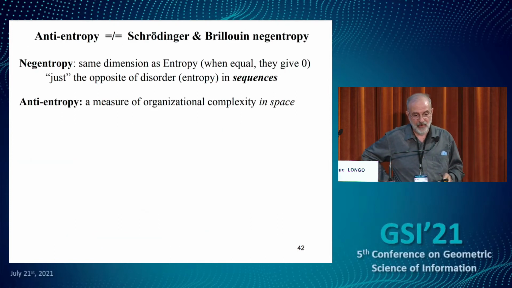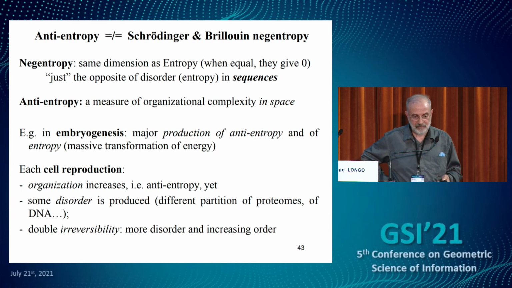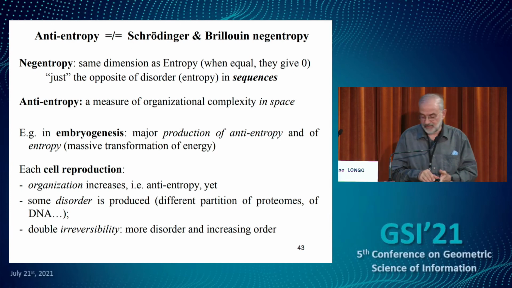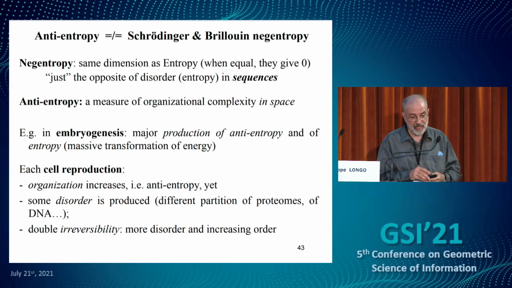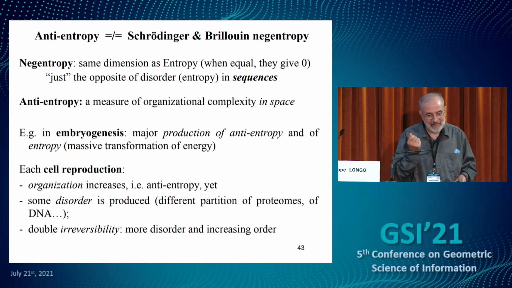As I said before, this is not negentropy, a notion used, and soundly used in their domain, by Schrödinger and Brillouin. Anti-entropy is a measure of organizational, topological, or geometric complexity in space. And again, as I was saying before, the key point is that anti-entropy has a different dimension. It coexists with the production of entropy. And it adds another dimension of time.